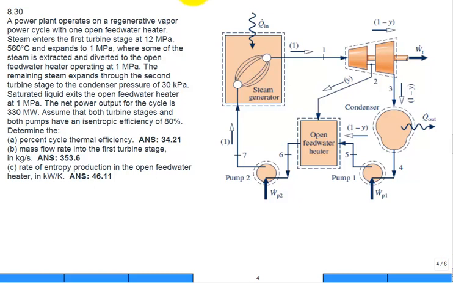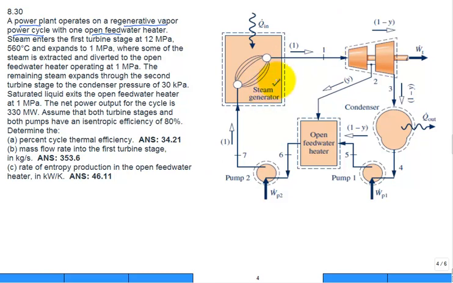So let's go ahead and solve this problem. We have a power plant. It operates as a regenerative vapor power cycle with one open feed water heater, and here's a layout. I know that I've given you the layout, it's in the textbook, but you should be able to work through this layout and really understand it. Let's take a look at what we have.